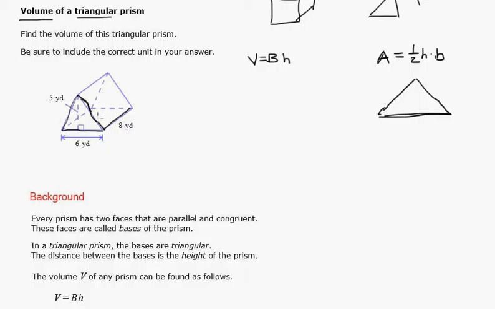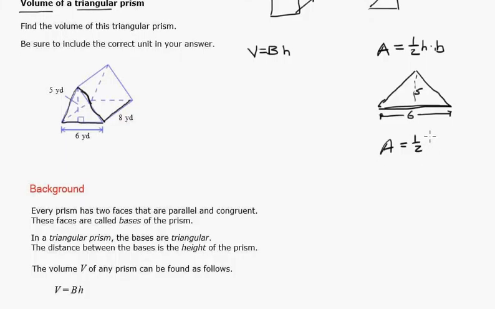The triangle here, its height is 5 and its base is 6. Okay, so the area will be 1/2 of 5 times 6. So 5 times 6 is 30. So 30 divided by 2 is 15. Okay, so that we're going to call this the base. The 6 is the base of the triangle, but the area of the triangle is the base of what we call the prism, the triangular prism.